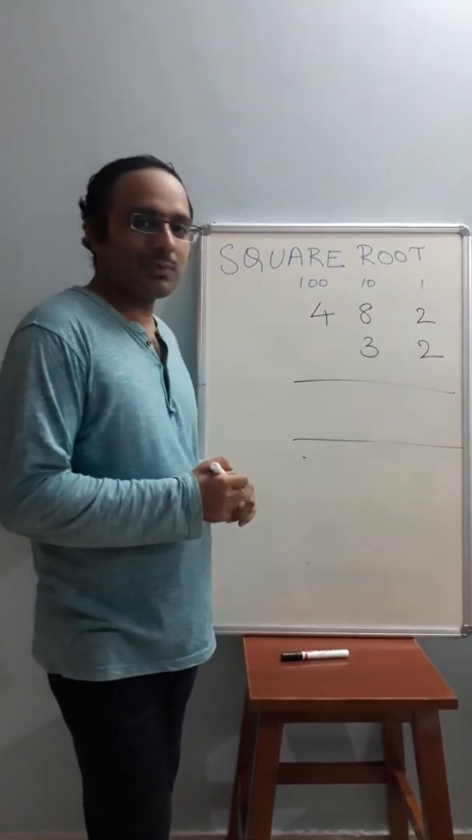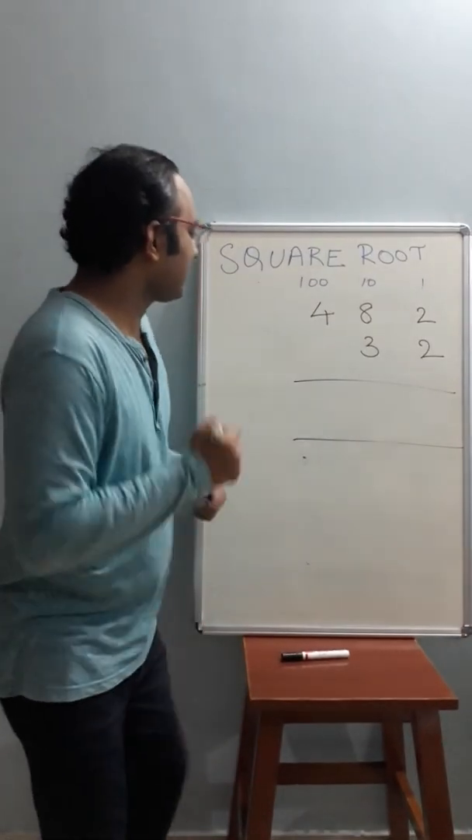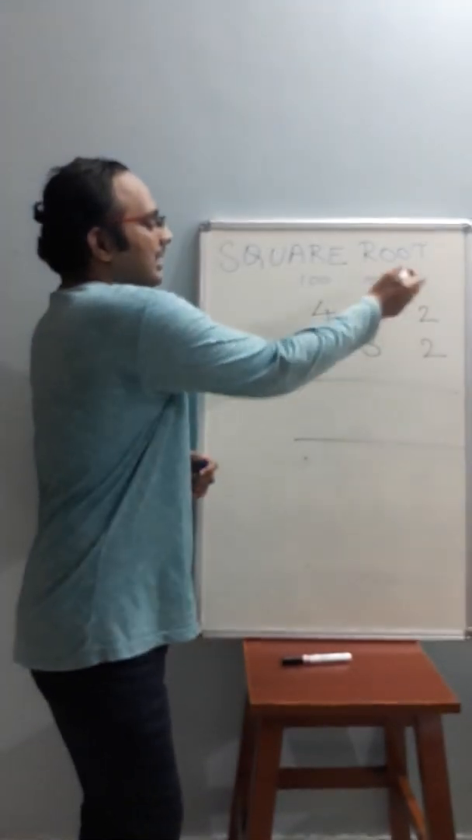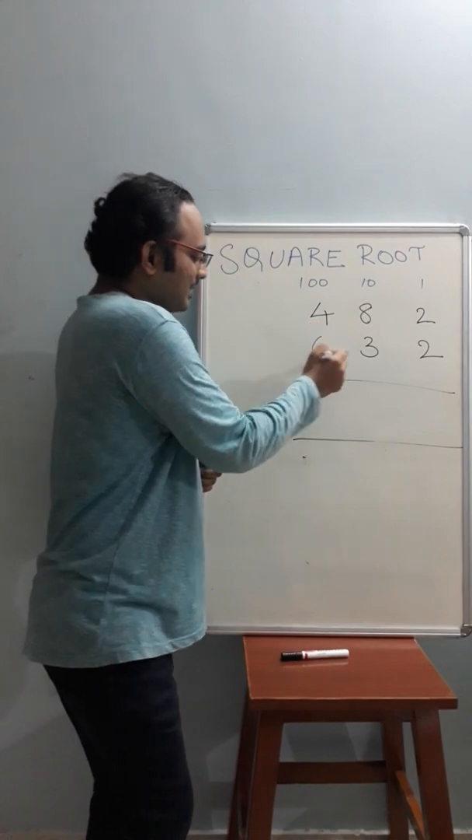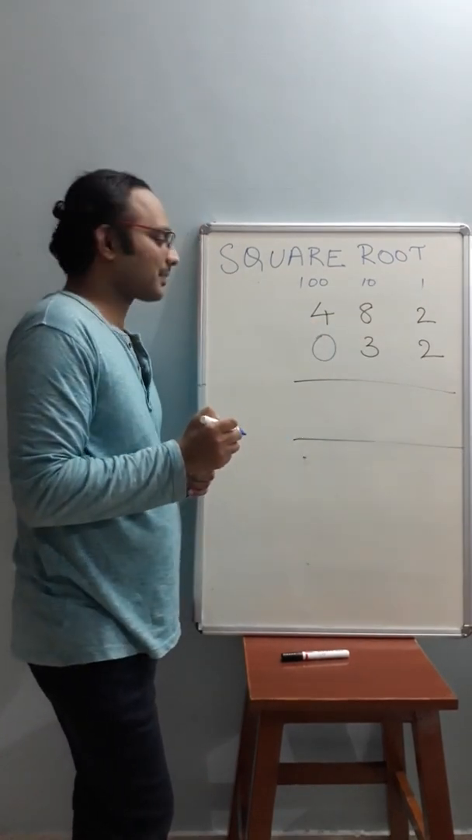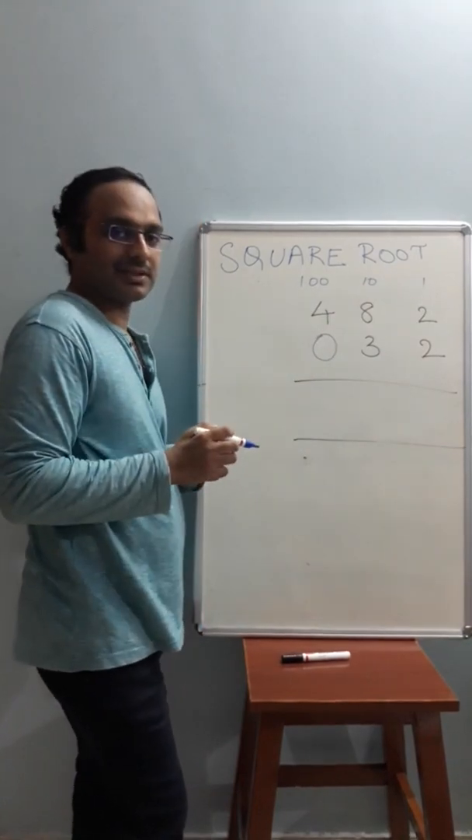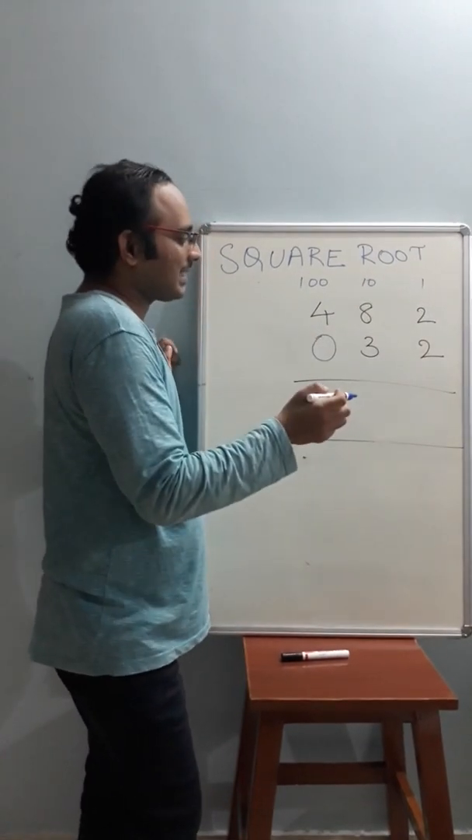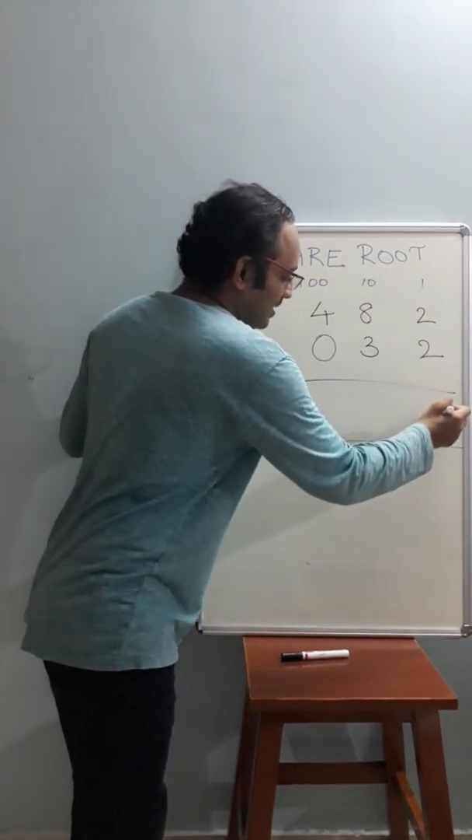Let's consider one more example. 482 into 32. Here we have 4 in hundreds place, 8 in tens place, 2 in units place. We don't have any number in hundreds place. This can be considered as 0 hundreds. 3 in tens place and 2 in units place. Now, according to the method, we have to find out the digit in units place. 2 into 2, that is 4. 4 is in the units place.